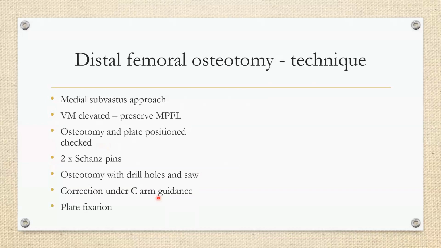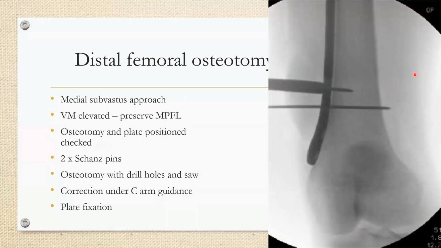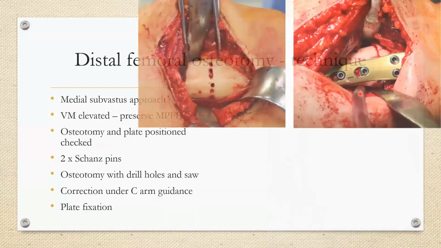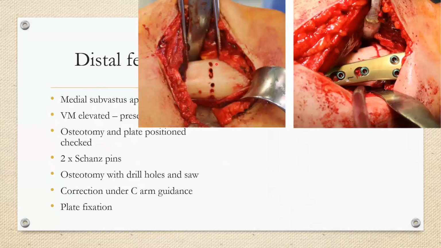Just quickly about the technique, a medial approach is used. The vastus medialis is retracted, preserving the MPFL, and the osteotomy site and the plate positions are marked. Again, rotation is controlled with Schanz pins. As you can see, the drill marks are made, the Schanz pins are inserted, and once the necessary rotation is achieved, it can be fixed with the plate.